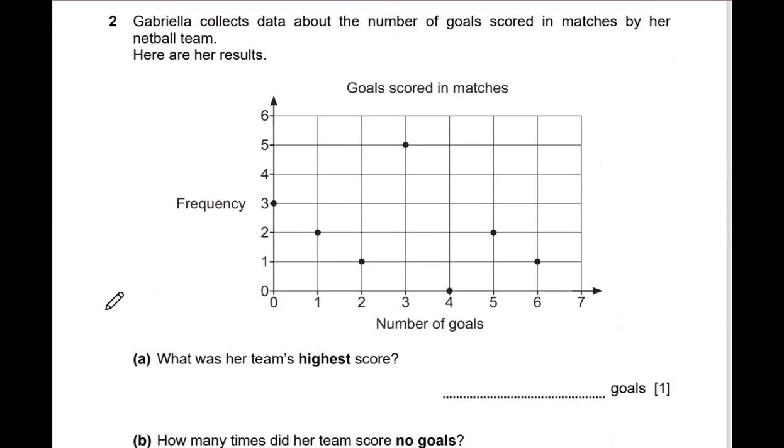Okay, question 2. Gabriela collects data about the number of goals scored in matches by her netball team. Here are her results: frequency versus number of goals. Now, what was her team's highest score? So, pause this video and find your own answer.